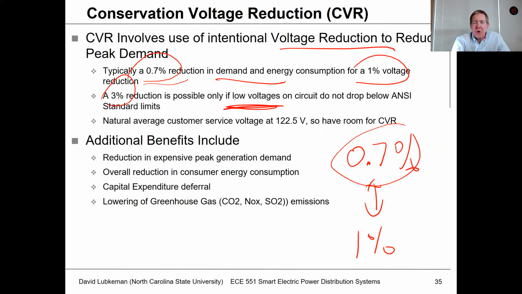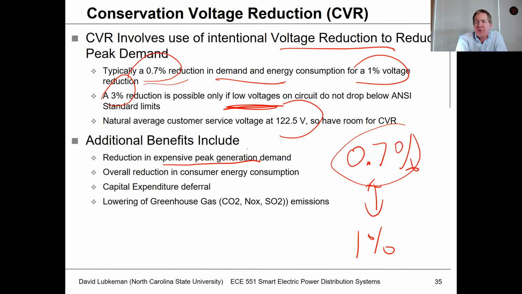Usually what we would have seen in the past for average voltage would be something like 122.5. It'd be very typical at customers. If you measure the wall socket voltage, they'd have 122.5 volts. What this means is, without making a lot of circuit improvements, we should have some headroom for doing this sort of control. Maybe not for all the loads in our circuit, but for a lot of the loads in our circuit. So as far as the benefits, I can reduce the need for expensive peak generation.